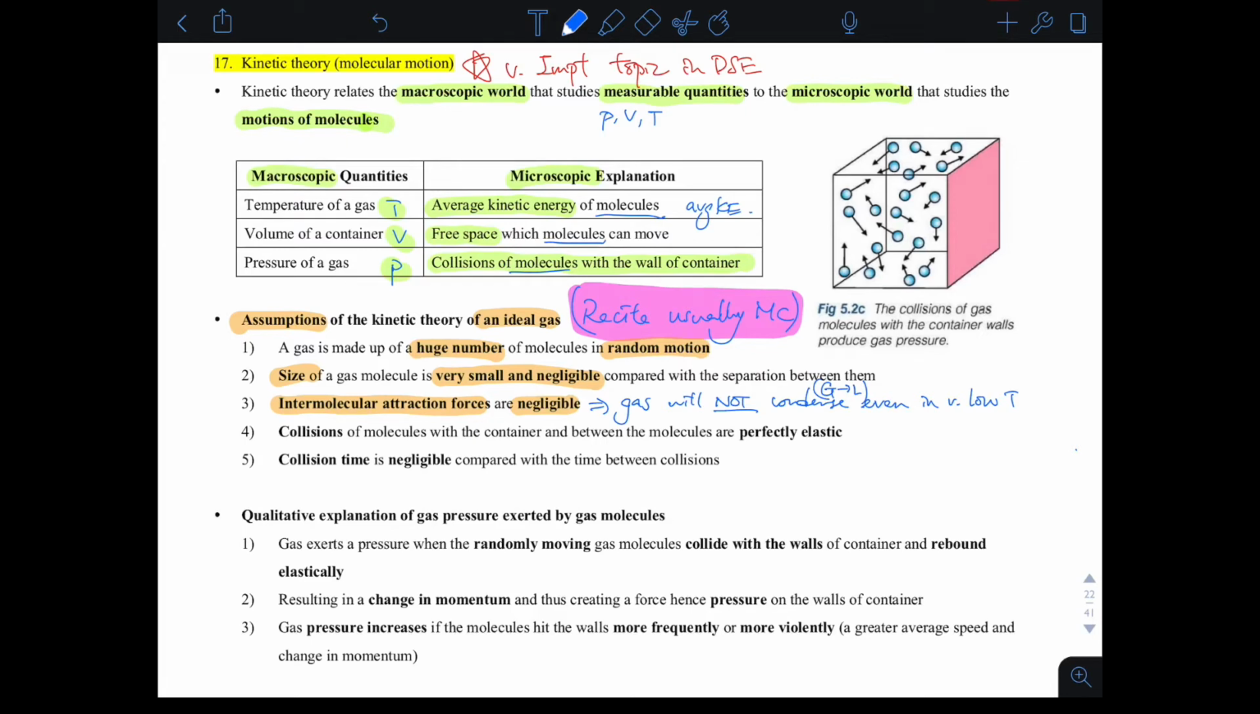Condense means from gas to liquid, so that it will always be in the gas state. It will never change to liquid state because there is no intermolecular attractive force, so the molecules will not bind together. Next, the collision between the container and the molecules will be perfectly elastic, so that there is no energy lost.